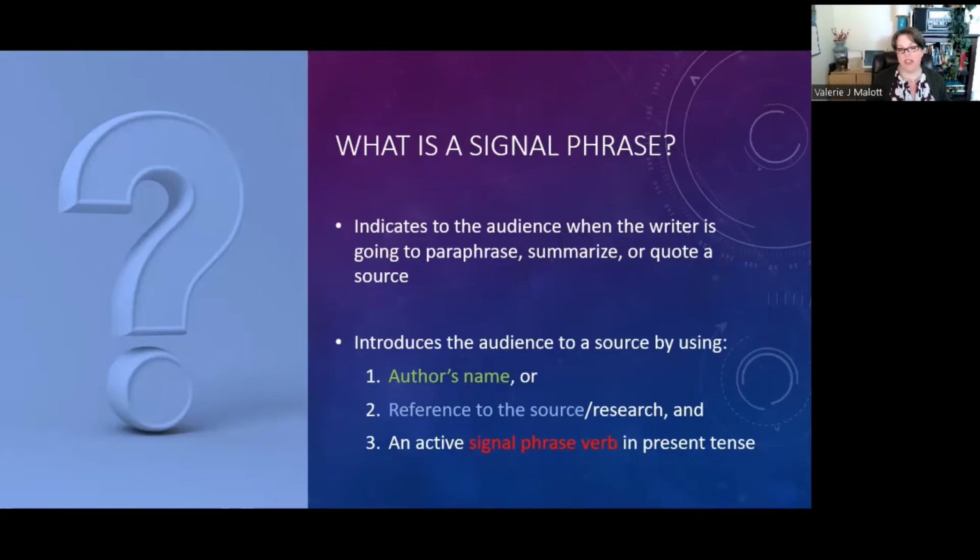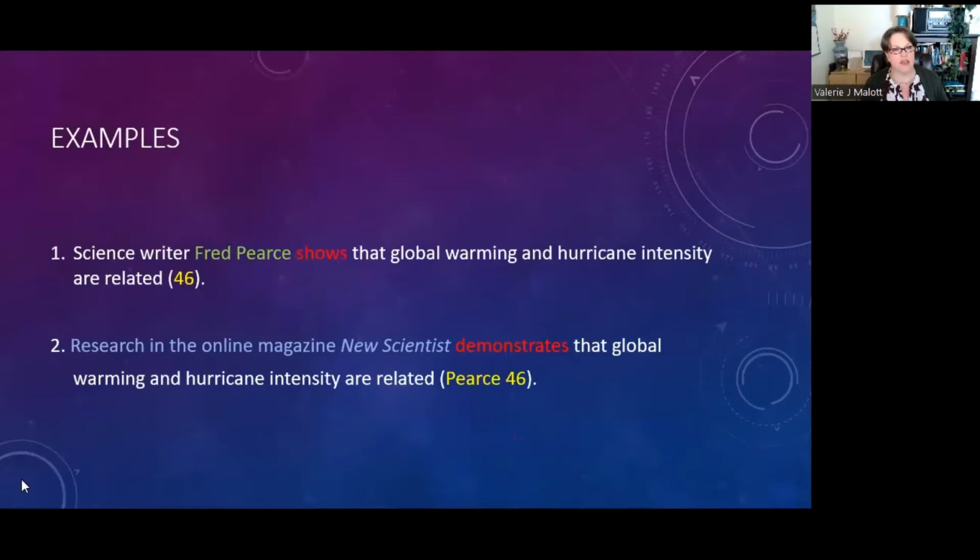Without the signal phrase, your readers might have trouble knowing whether the information presented is your original idea or if it's something that's coming from research. So it's important to use a signal phrase and not just plop your quote down and forget about it, right? So here are some examples.